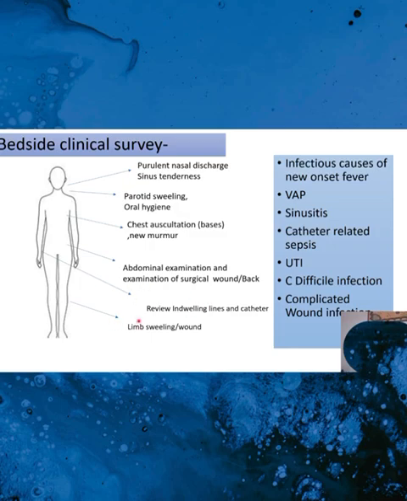And simple is to raise the limb and see for swelling, and wound swelling may be the first clue for DVT if there is limb swelling. So always do this screening in the patient with fever from head to toe. If you have clinical suspicion, the new onset fever may be ventilator associated pneumonia, sinusitis, catheter related sepsis, urinary tract infection, or Clostridium difficile infection with a history of loose motions and offensive stool, or a complicated wound infection. So these may be the causes of new onset fever in the ICU.